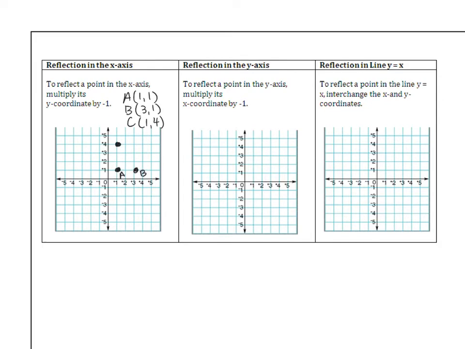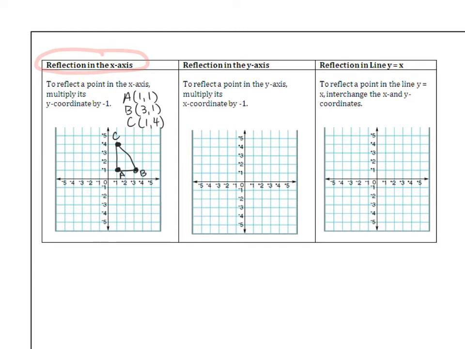Be sure to label each point with the letter so you know which point is A, which point is B, which point is C, and then connect them with segments and make them into a polygon. So in this case, we're going to have a little triangle, triangle ABC. That is called our pre-image. That's our original image. And now what we want to do is we are going to try to reflect over the x-axis, or reflect in the x-axis.